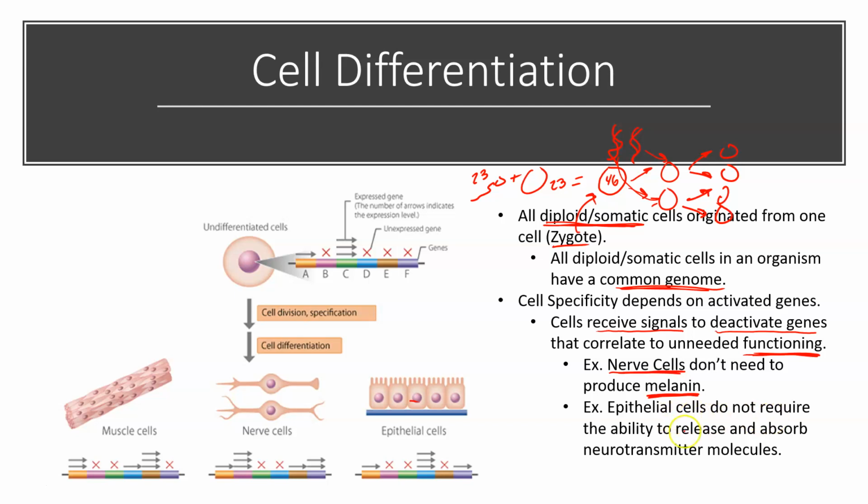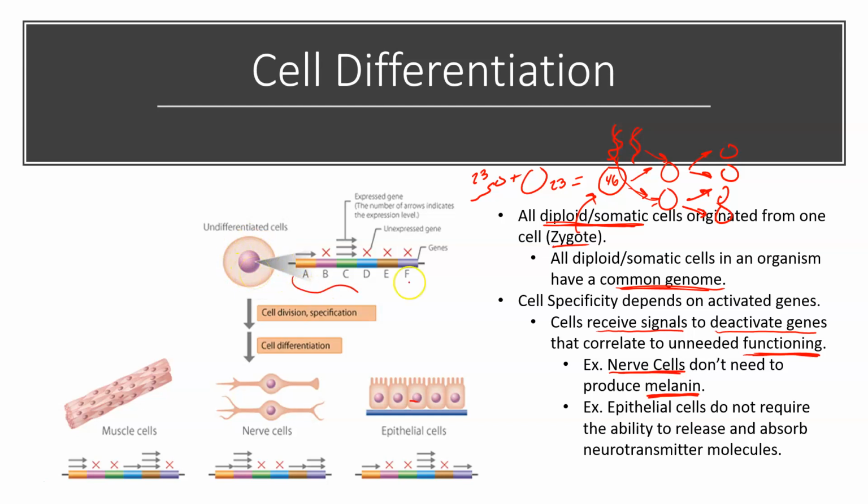Epithelial cells do not require the ability to release and absorb neurotransmitter molecules. We talked about that already. Epithelial cells will turn that gene off specifically and therefore deactivate the gene.